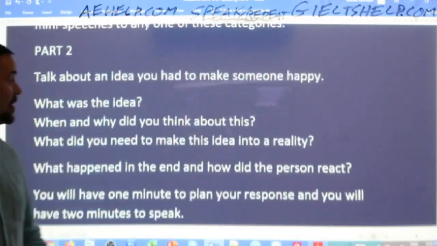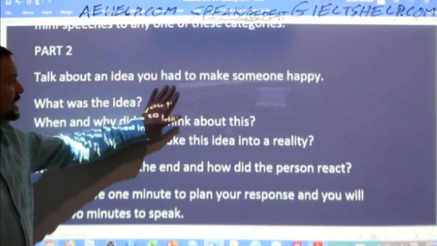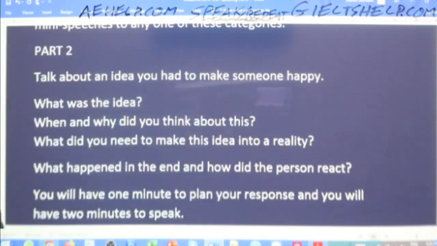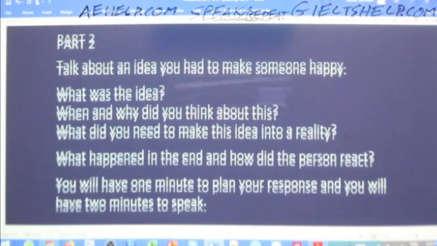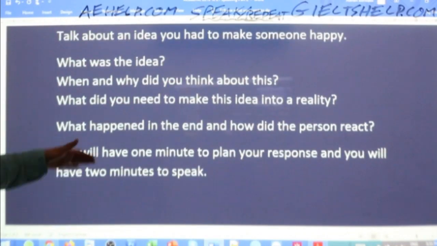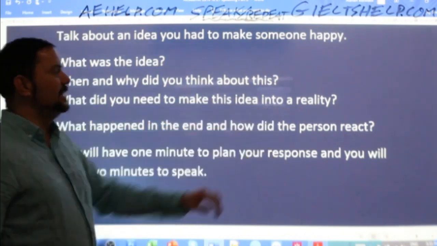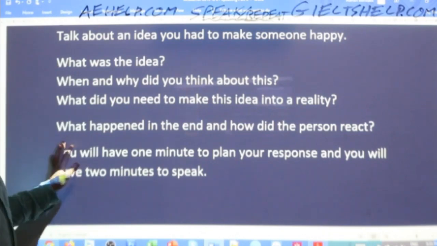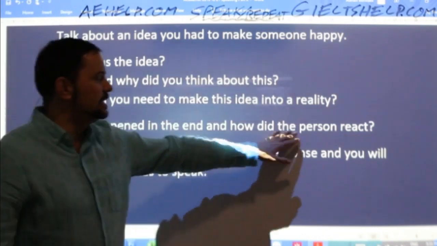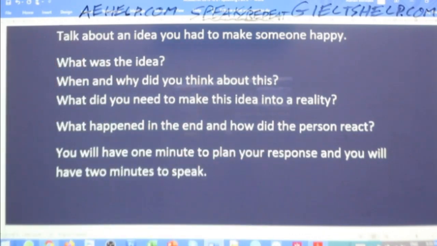So again, the card says, talk about an idea you had to make someone happy. What was the idea? When and why did you think about this? What did you need to make this idea into a reality? What happened in the end, and how did the person react?